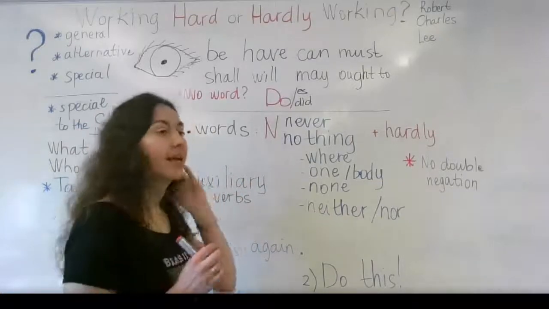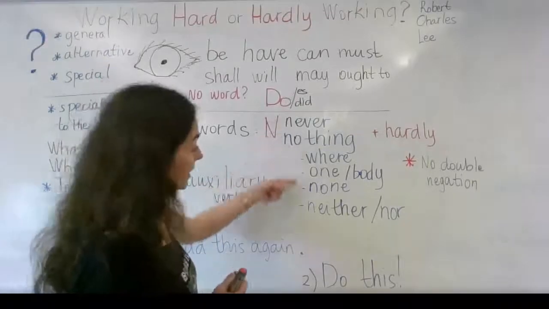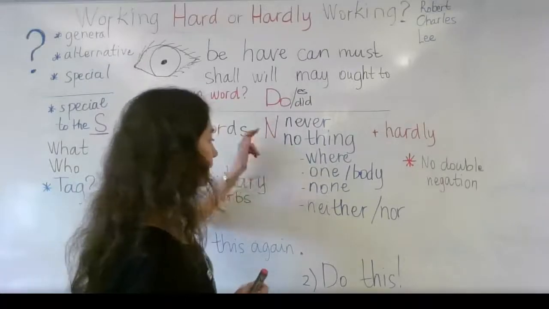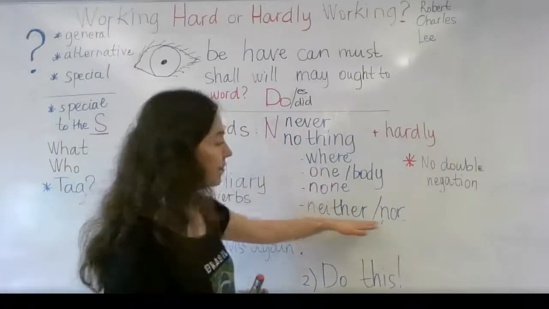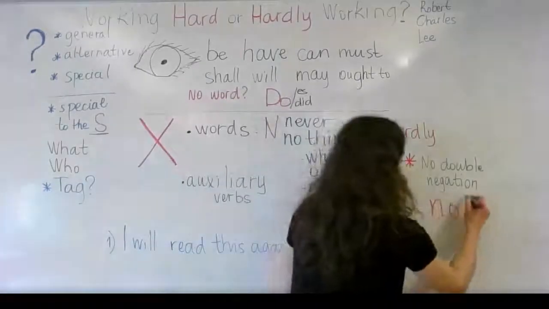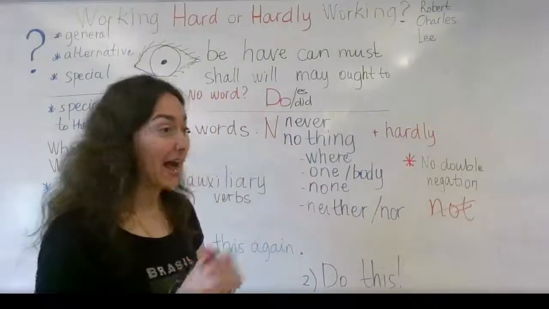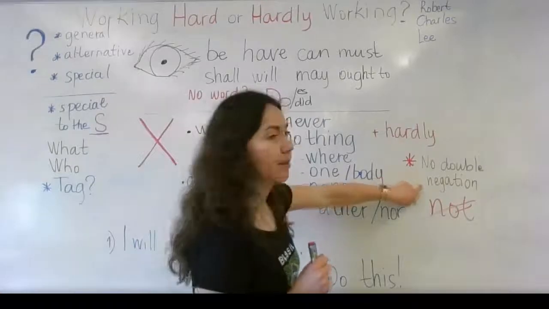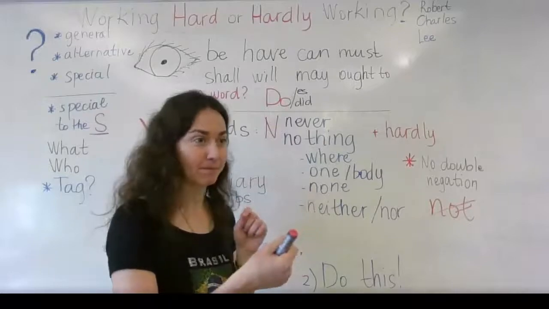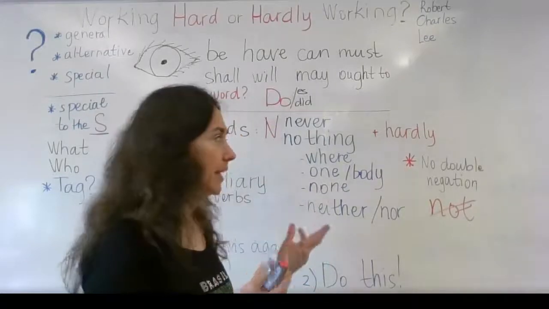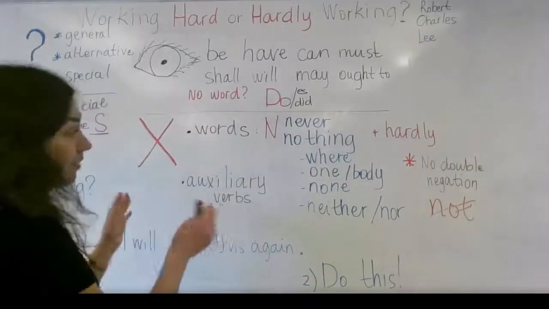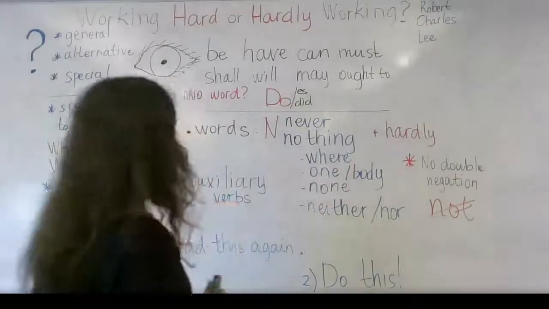So some students can make mistakes when they have already one of these words like never, nothing, nowhere, no one, nobody, none, neither, nor. When they have these words, they add another not. They cannot do that. And it's very important to remember that. No double negation. Let's say you say no only once, and it should be understood already. Sometimes you can find double negation in literary texts, but it's not about that. In grammar, we should think like that, one only negation.